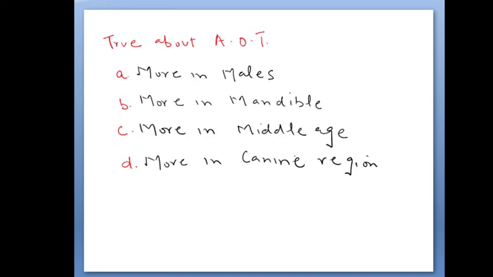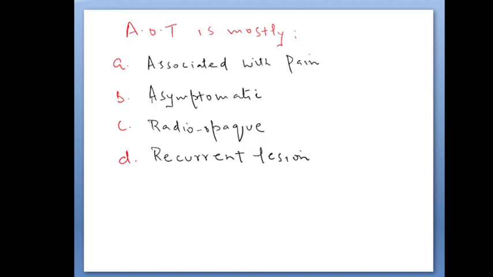Question number 2, true about AOT. Here, they are more in females. They are more in maxilla. They are more in very young patients, and option number D is correct. They are more in the canine region.